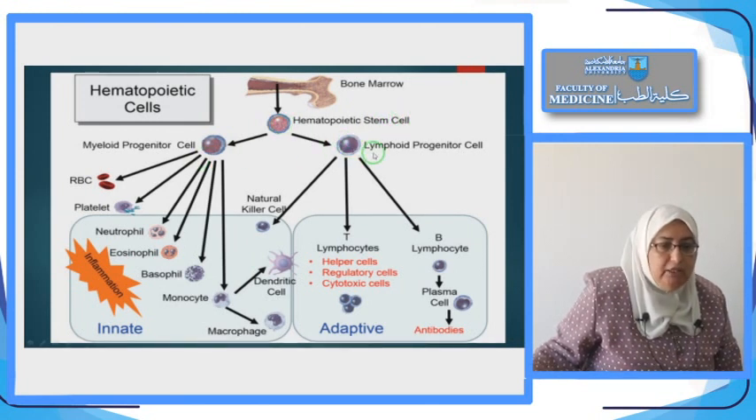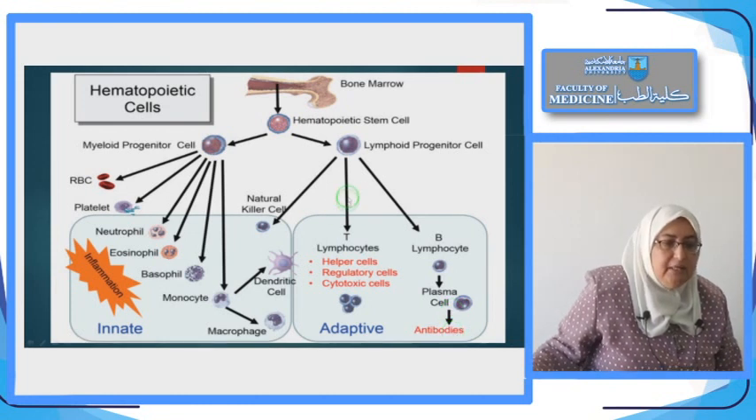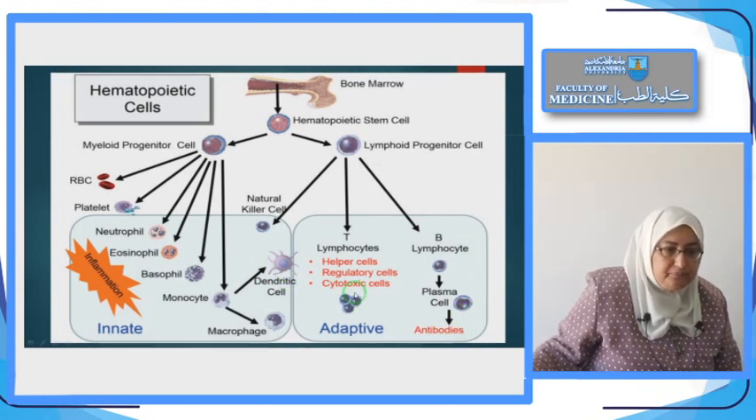It differentiates into lymphoid progenitor and myeloid progenitor. The lymphoid progenitor can differentiate in bone marrow into B lymphocyte, which when activated changes to plasma cells secreting antibodies. The T cells differentiate in thymus into T helper, T regulatory, T cytotoxic, and so on. And both B and T cells are responsible for adaptive or specific immunity.